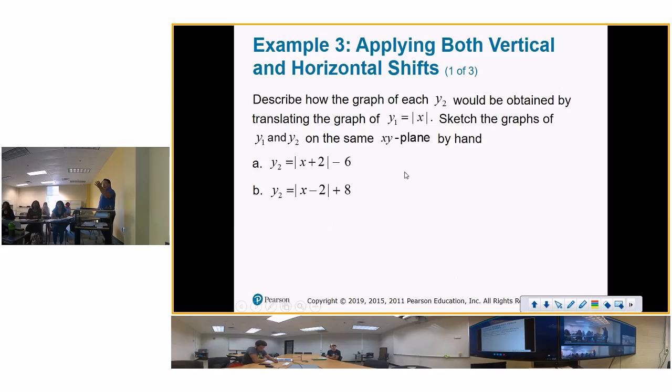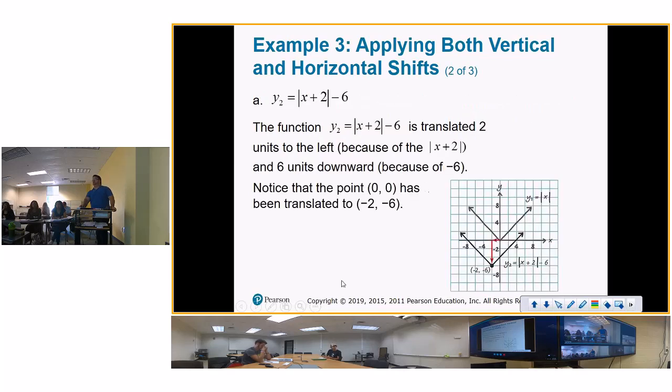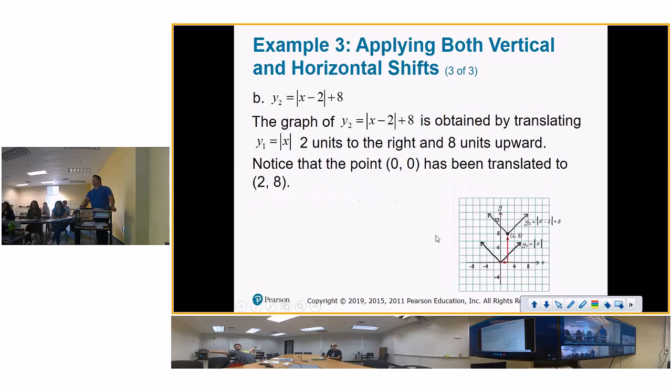Okay, so here's your test questions right here. Okay, here's some of your test questions. Absolute value, you got to shift to the left 2 spaces and down 6 spaces. You got to shift right 2 spaces and up 8 places. So which quadrant is A in? 3rd. Good job. You're a winner. And what quadrant is B in? The 1st quadrant. And there's the 3rd quadrant. And there is the 1st quadrant.